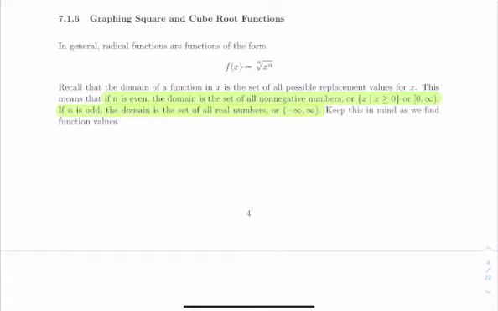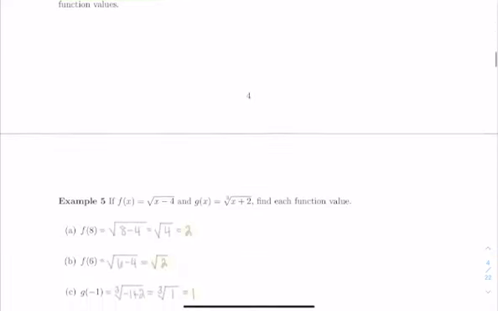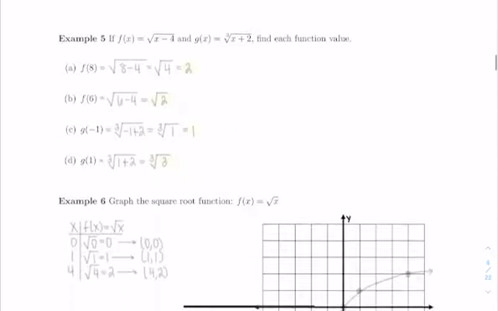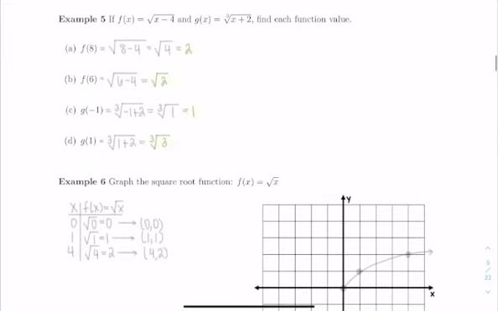We have f of x is equal to the square root of x minus 4, and g of x is the cube root of x plus 2. So let's look at f of 8 first. Plugging 8 into f, we have the square root of 8 minus 4. And that's the square root of 4. But the square root of 4 is just 2.